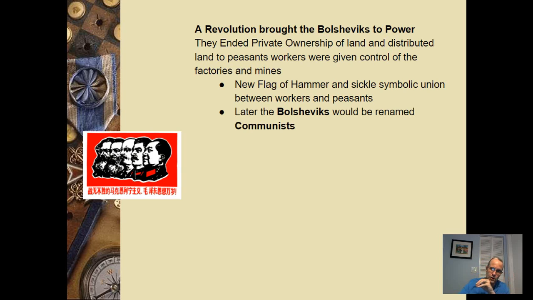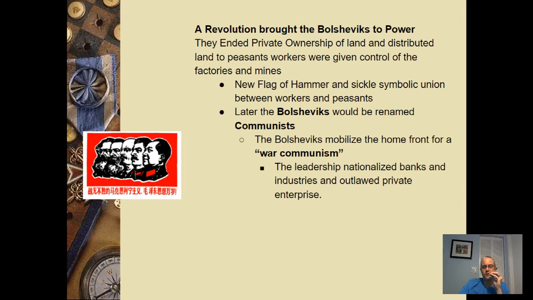Later, the Bolsheviks were renamed communists, so it's interchangeable with communist. And the Bolsheviks mobilized the home front for war communism, meaning to whip Russia into a communist nation. They nationalized banks and industries, and outlawed private enterprises. They did a whitewashing of Russia, and later to follow, you have Stalin, then Mao Zedong for China, Fidel Castro, and Kim Jong-un, his family, the Kims. So it's something that you see starting to spread throughout.